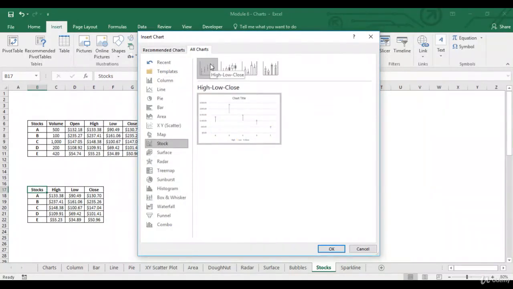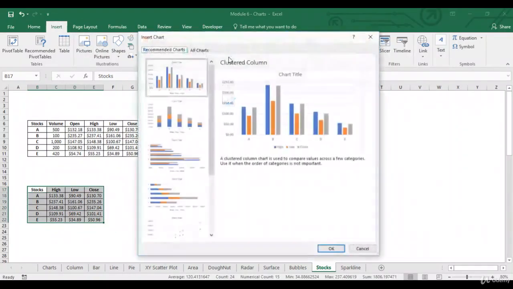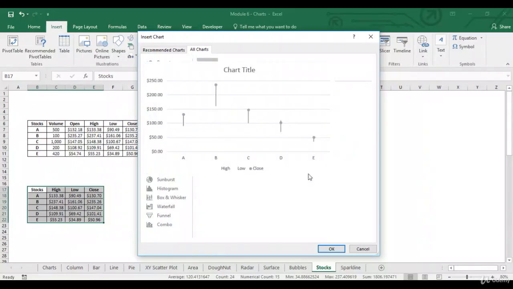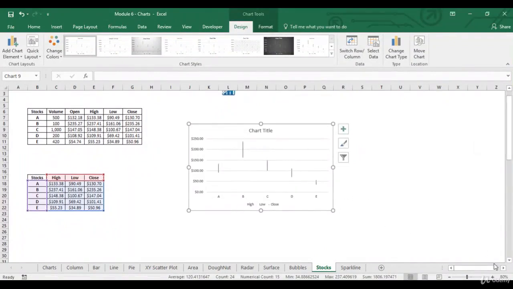The first one is the high low close. Now for this particular graph we'll need three types of data. One is the high, then the second is the low, and then the third is the close, which I've already got over here. So let me just select this, go to recommended charts, all charts, and then we'll go to stock, and I'll click on OK. I'll zoom in a bit.